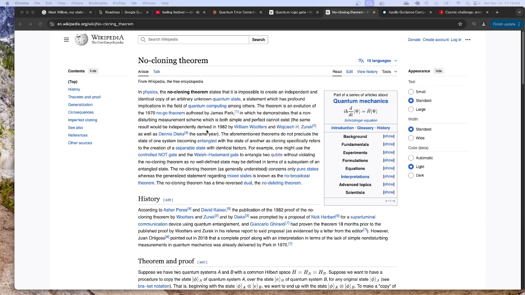It's impossible to create an independent and identical copy of an arbitrary unknown quantum state, a statement which has profound implications on the field of quantum computing. This is an evolution of the no-go theorem authored by James Park, in which he demonstrates that a non-disturbing measurement scheme which is both simple and perfect cannot exist.